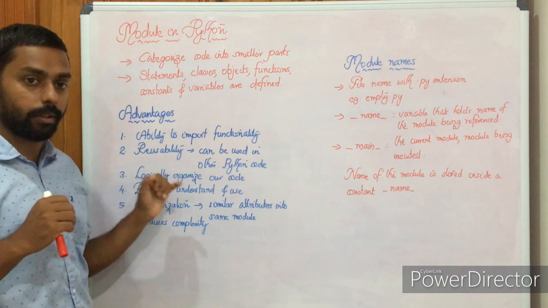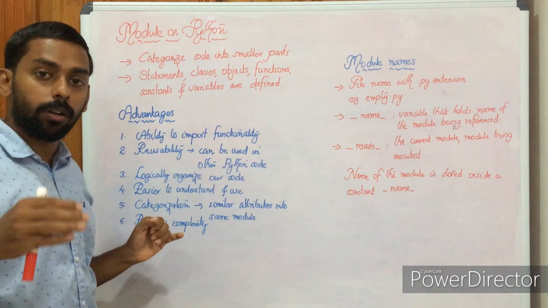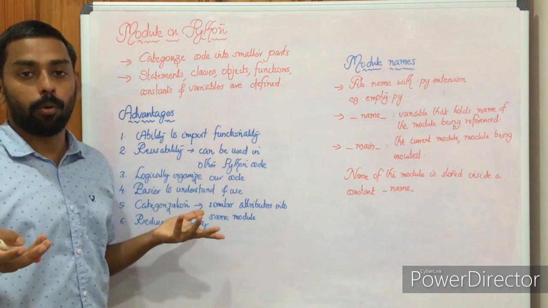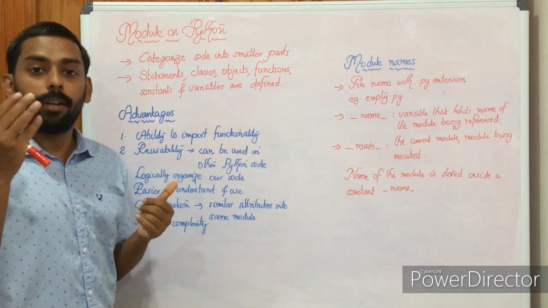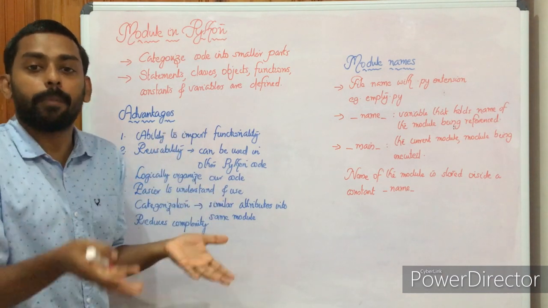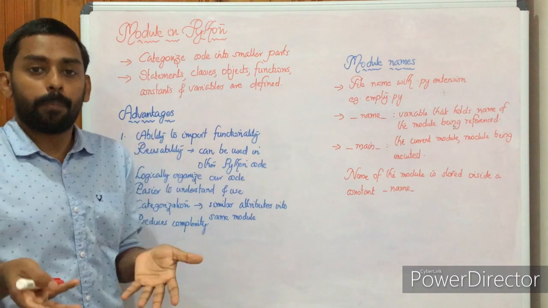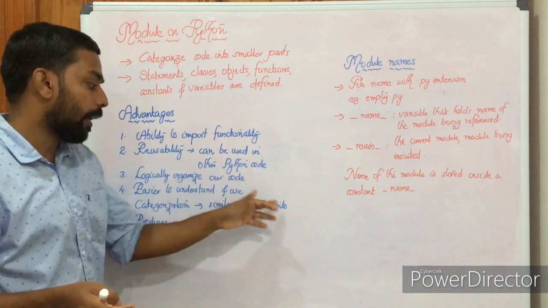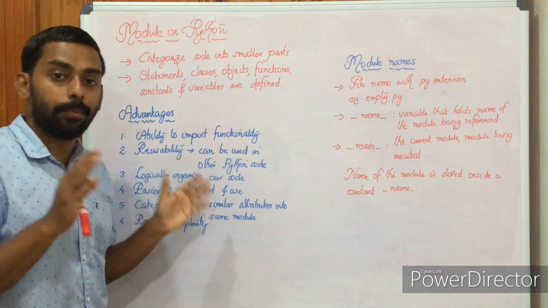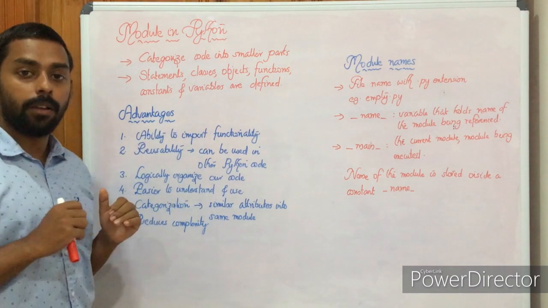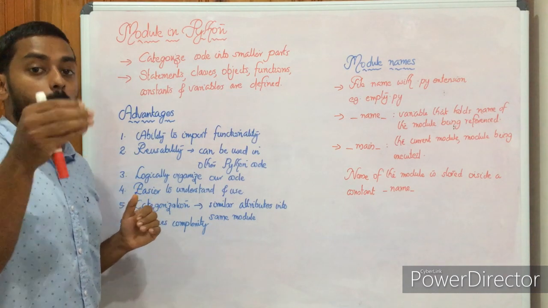Then categorization. Similar attributes can be joined to form a module and used as a single module. We know in the math module we have mathematical operations, and in the fee module we have fee-related operations. So similar attributes go into a single module. Then finally, we have that it reduces the complexity.